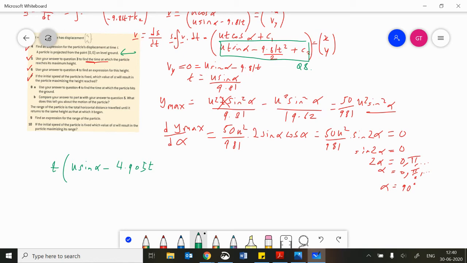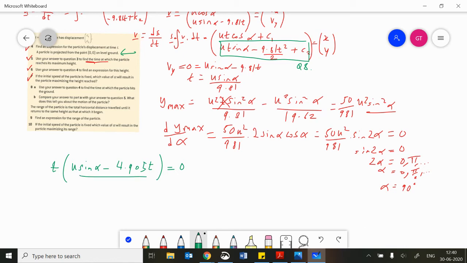T times the bracket is equal to 0, so I'm going to set that equal to 0. Why am I setting it equal to 0? Because I'm looking for the next time when y, the height in this case, is equal to 0. So I'm looking for this point here. Obviously t is equal to 0 is one of the solutions, and that's the kind of nonsense solution, so we can just ignore that one. Again, I would write that down in an exam situation, that t is equal to 0 is a solution, but it's not a valid solution.